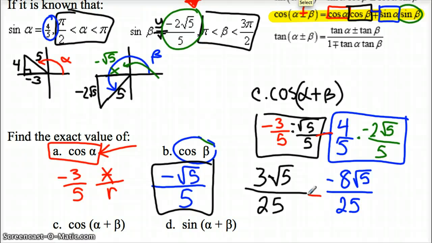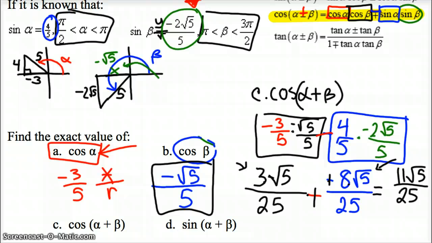I noticed a couple of things. I'm subtracting a negative, so I'm going to change that to adding a positive. I also see like denominators, so I'm on the right track. It looks like I'm going to add 3 square roots of 5 plus 8 square roots of 5 in the numerator and get 11 square roots of 5. Think of square root of 5 like an x value. The 8 and the 3 here are coefficients of that x value, and we want to figure out how many square roots of 5 we have, and we have 11 square roots of 5 over 25.